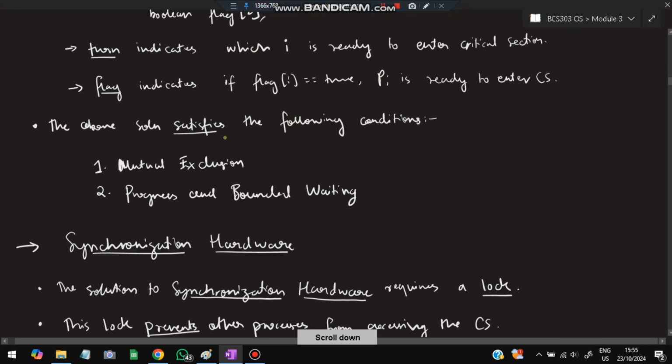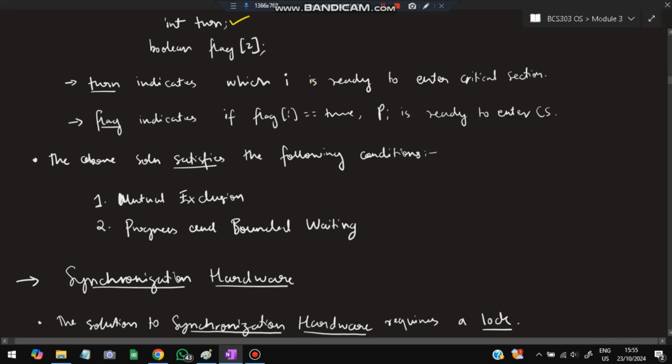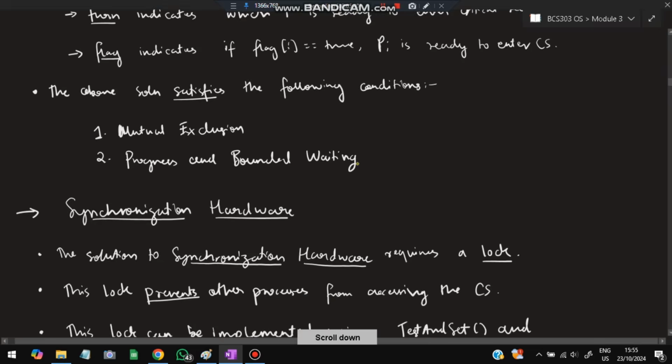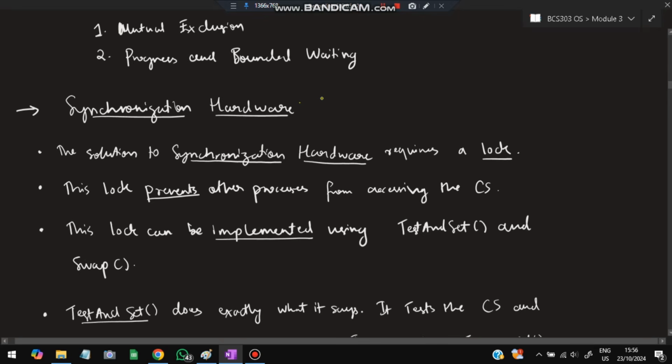So this solution satisfies the following conditions. Mutual exclusion is given here because the turn is specified, so multiple processes cannot execute together. Progress is also there, after one process, which process is going to execute next. And bounded waiting is also present, how many times one process can execute. Next we have synchronization hardware.